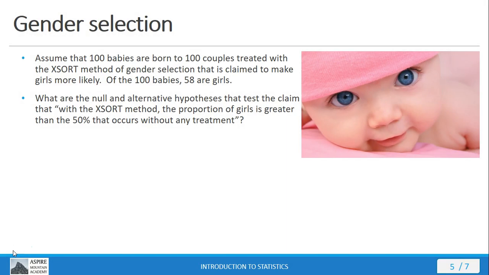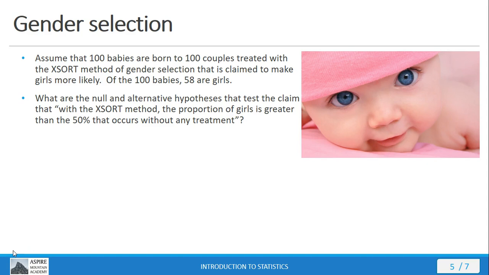Let's look at an example to illustrate how the null and alternative hypotheses are constructed. So we've got this XORT method of gender selection, which claims to make girls more likely. So 100 couples that want a daughter are signing up, they're giving birth to a baby, and we find that of the 100 couples, they give birth to 58 girls. So the claim is that with the XORT method, the proportion of girls is greater than 50%.